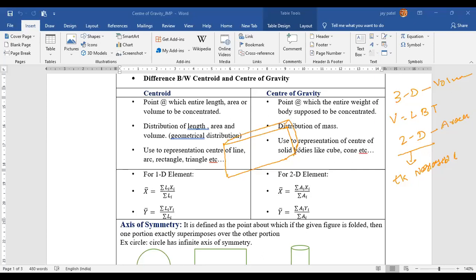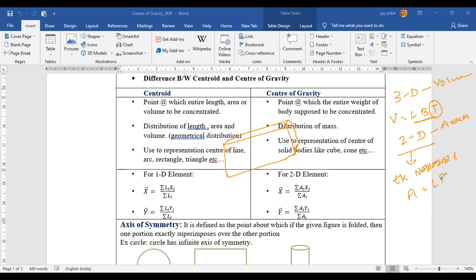Your thickness is negligible. Yes or no? For a 2D element, can I ignore this thickness term? Please confirm, students. So I have an equation L into B. What is L into B? That is your area. That's the reason for a 2D element we are considering area.